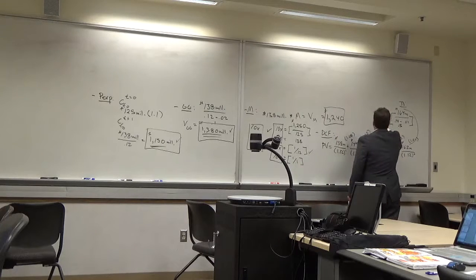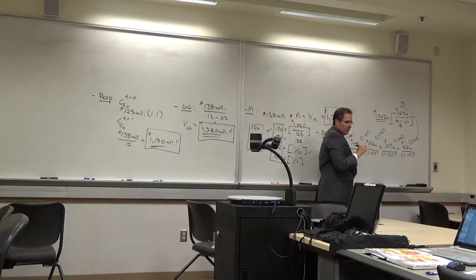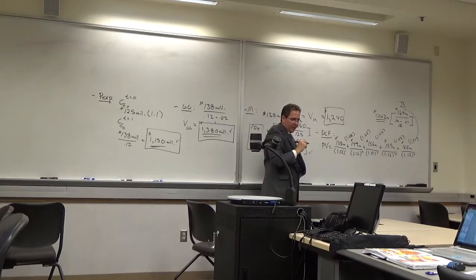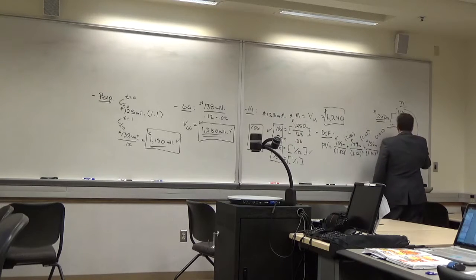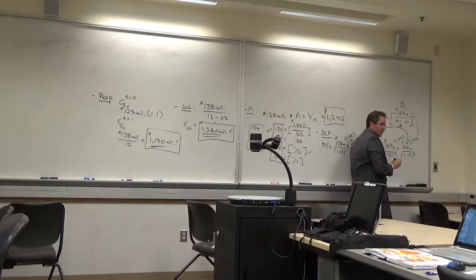1,262. Confirm. 1262, yes, okay, thank you. And what does that give us? Terminal value. What do we do with the terminal value? Add it back to last year's. Okay, so we add it to the 162, right? So what's 1262 plus 162?